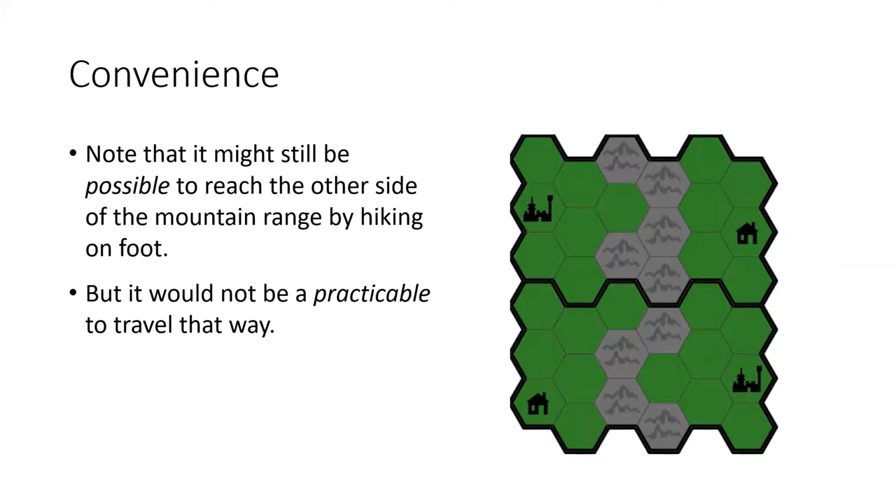Now, I want to be clear. It might be possible to get to the other side of the mountain. You could hike on foot, but that's not practicable. It's not practicable to travel that way. So they are contiguous because it is possible to get to the other side of the district, but it's not practicable. It's not easy to travel, so it's not convenient.